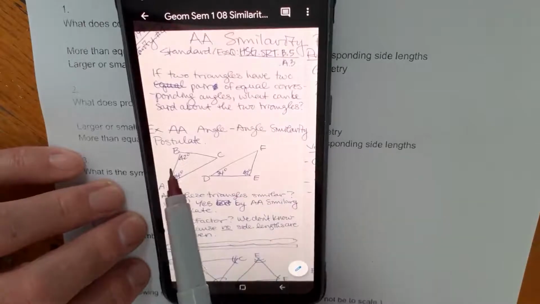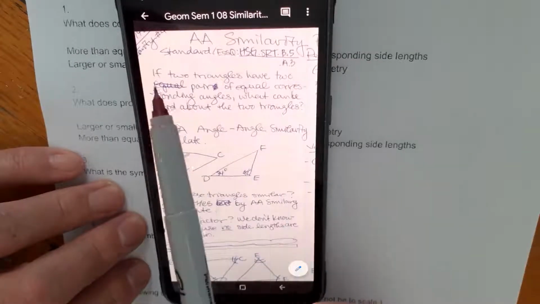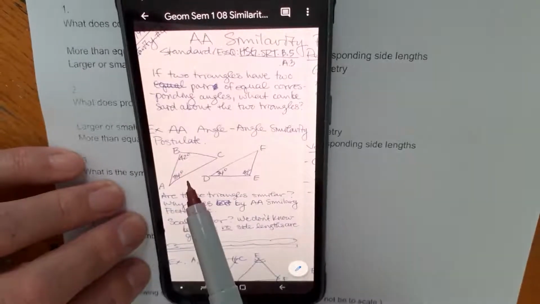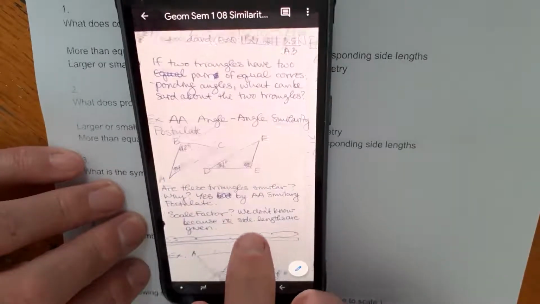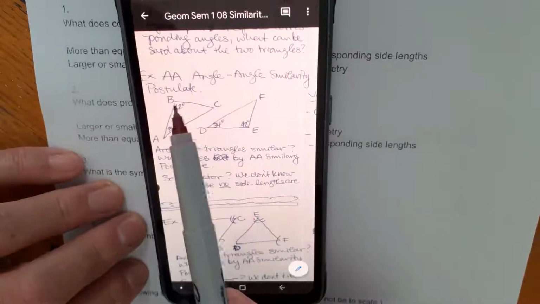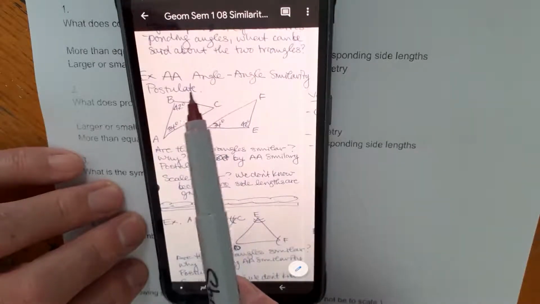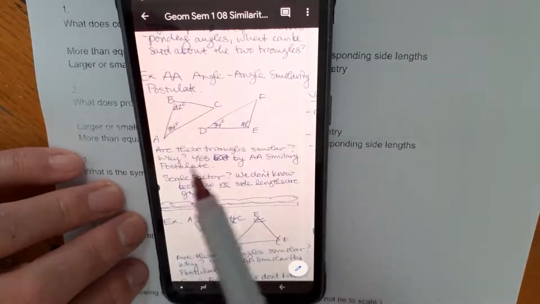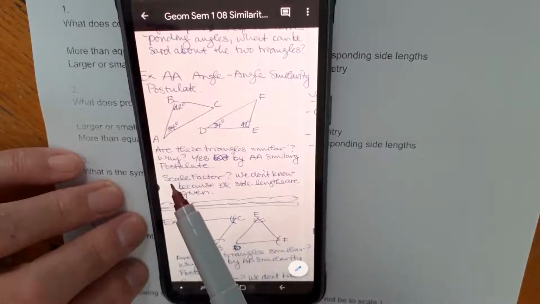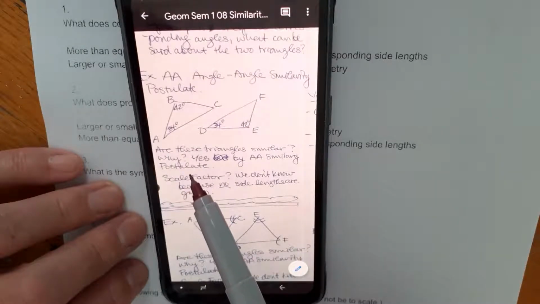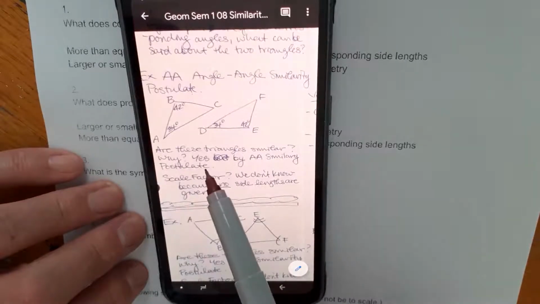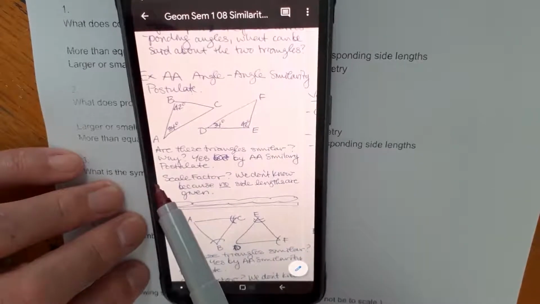So this is what you're going to copy into your composition book: the standard, the essential question, what is AA, Angle-Angle Similarity Postulate? By now you know a lot about similarity because this is the 4th lesson. I may not go back and explain everything with that, but let's just talk about this Angle-Angle Similarity Postulate. This says that if you have two triangles and the angles are the same for both, then we can determine that these two triangles are similar. So are these triangles similar? Why? Yes, they are by the Angle-Angle Similarity Postulate.